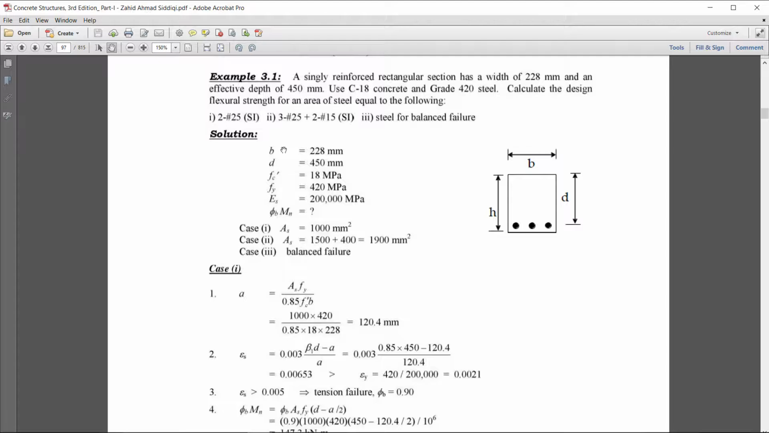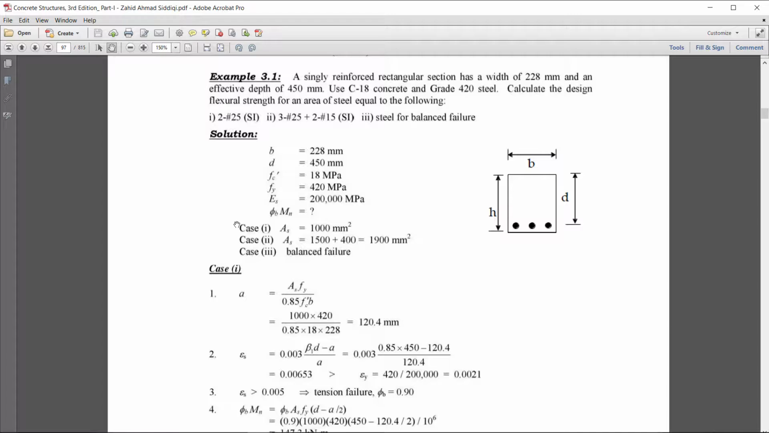Okay, here is the data. B is the width, D is the effective depth. Fc prime is 18 megapascal. For this example, sorry, in the previous slides I have shown 17.5 megapascal, but that is 18 megapascal. Fy is 420 megapascal, and modulus of elasticity of steel is 200 gigapascal. We have to calculate the phi Mn moment capacity.